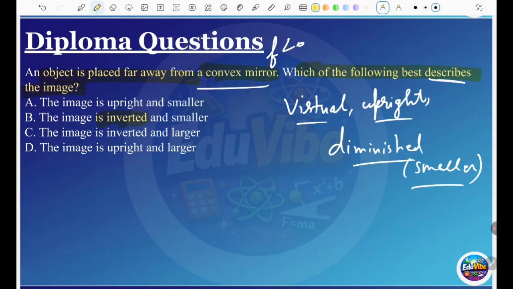Then they mention inverted, but it should not be inverted; it should be smaller. Then again, inverted and larger is not the option, and the last one is also not the option. So the option is this one, upright and smaller, because we know that this is upright and smaller means diminished. So option A is your answer.